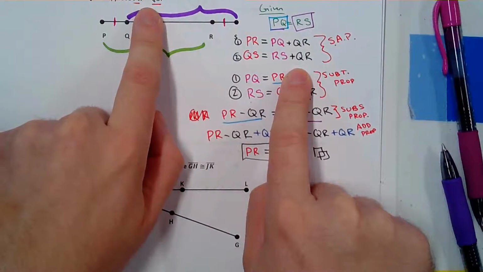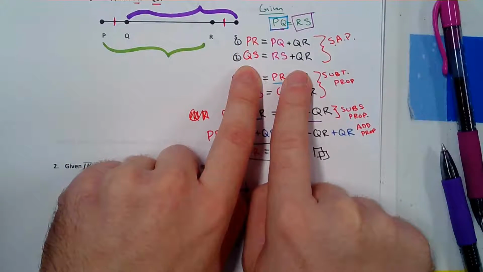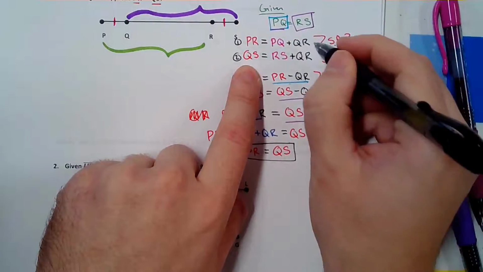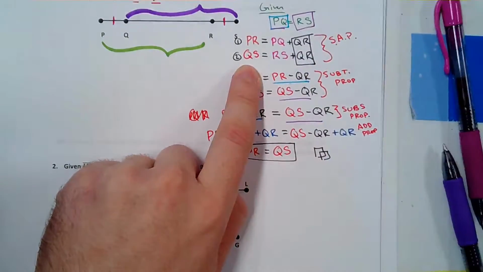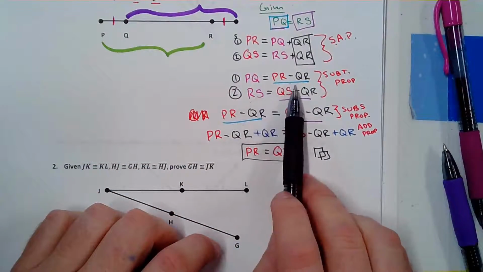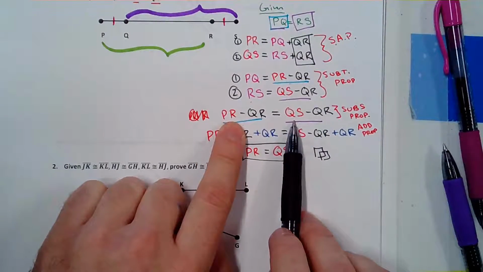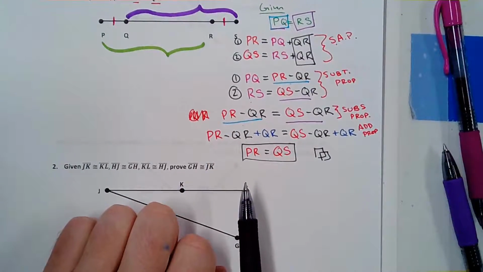My goal was to get PR and QS together, right? Well, there's a PR, there's a QS. How do I get them together? What do they share? QR. So I switch stuff out, and I get one equation that has a PR and a QS in it. The rest takes care of itself.